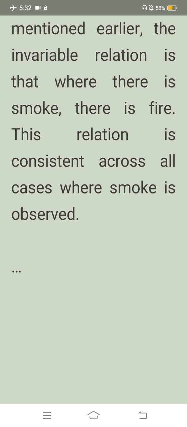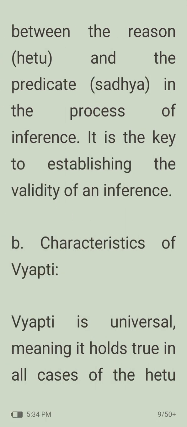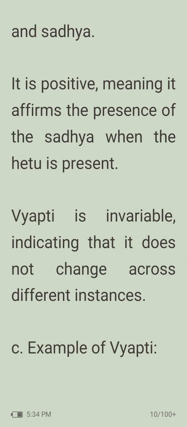Then, Vyapti refers to the invariable relation between the reason and the predicate in the process of inference. It is the key to establishing the validity of an inference. And the characteristics of Vyapti: it is universal, meaning it holds true in all cases of the Hetu and Sadhya. It is positive, meaning it affirms the presence of the Sadhya when the Hetu is present. Vyapti is invariable, indicating that it does not change across different instances.